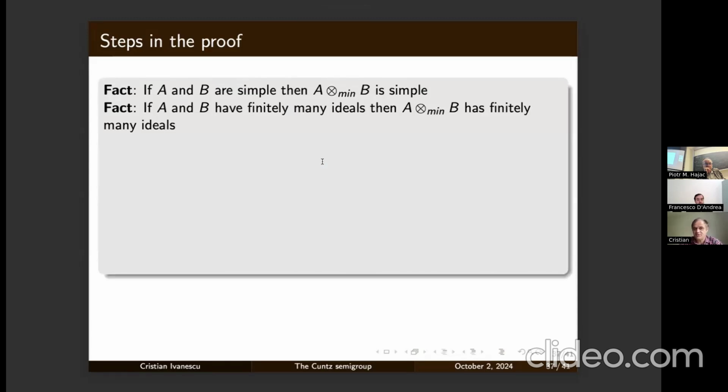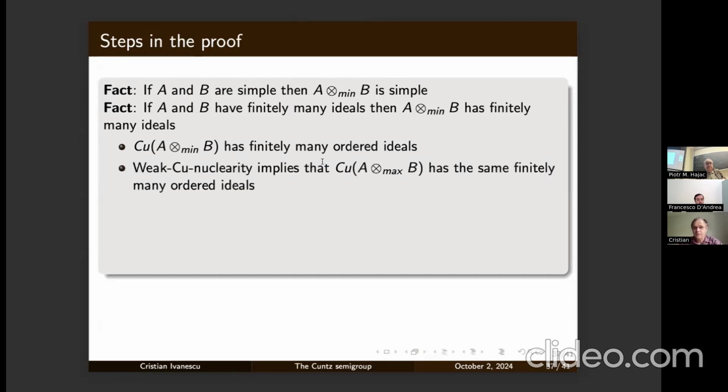If A and B are simple C*-algebras, then the minimal tensor product is also simple. Building on that, if A and B have far too many ideals, then the minimal tensor product has far too many ideals. That means the Cuntz semigroup of the minimal tensor product will have far too many ideals, because of the one-to-one correspondence between the algebra and the Cuntz semigroup ideals. Now the weak Q-nuclearity, through the isomorphism between the Cuntz semigroups, tells me that the Cuntz semigroup of A tensor B, the maximal tensor product, has far too many ideals.